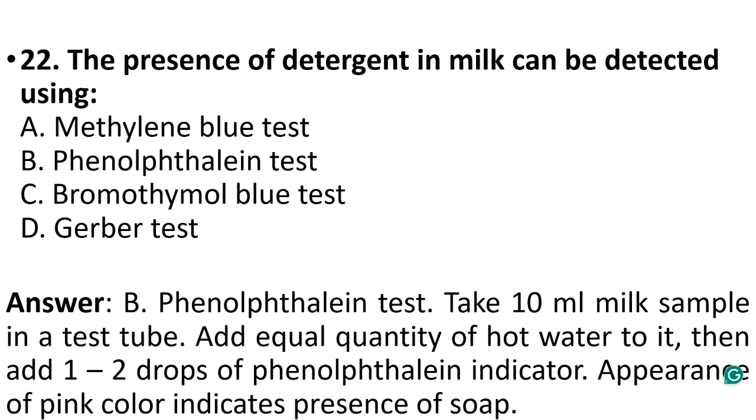Take 10 ml milk sample in a test tube, add equal quantity of hot water to it, then add 1 to 2 drops of phenolphthalein indicator. Appearance of pink color indicates presence of soap.